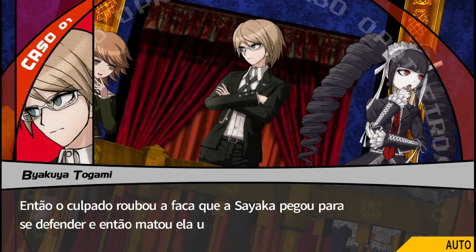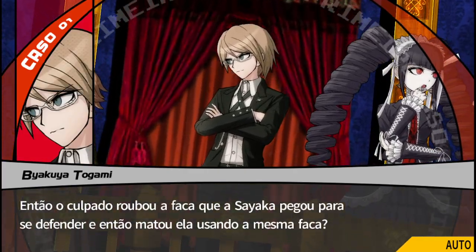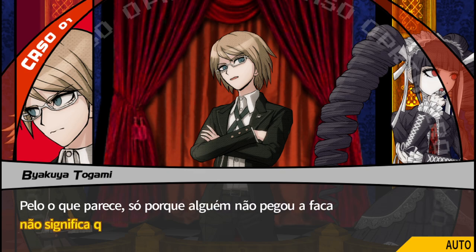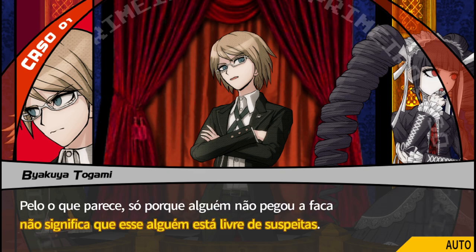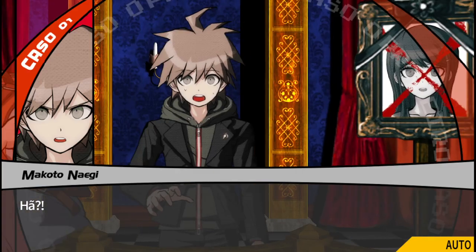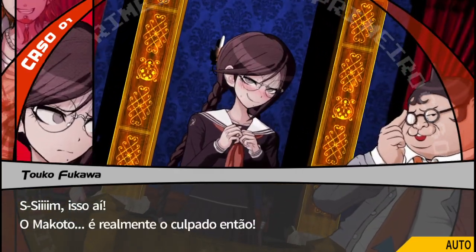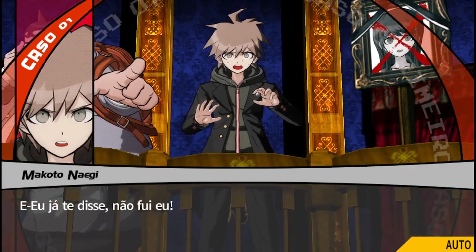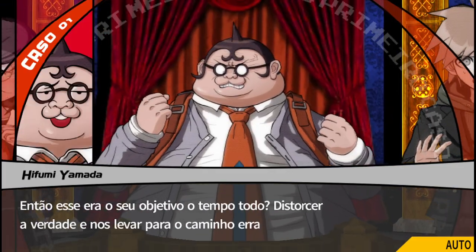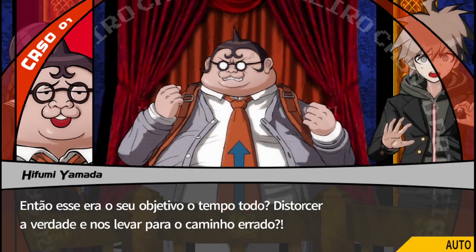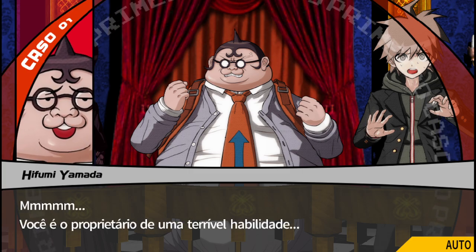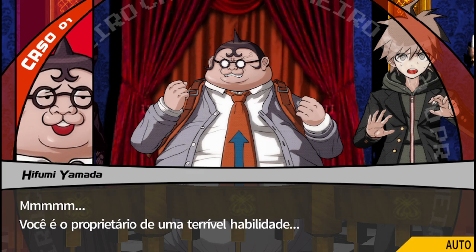So you're saying the knife she took was then taken from her, and she was killed with it? In that case, you may not have taken the knife, but you still could have killed her. What? See? He did do it after all! No, you're wrong! So, that's how you would twist the argument and send us all off in the wrong direction? You possess a most terrifying talent.